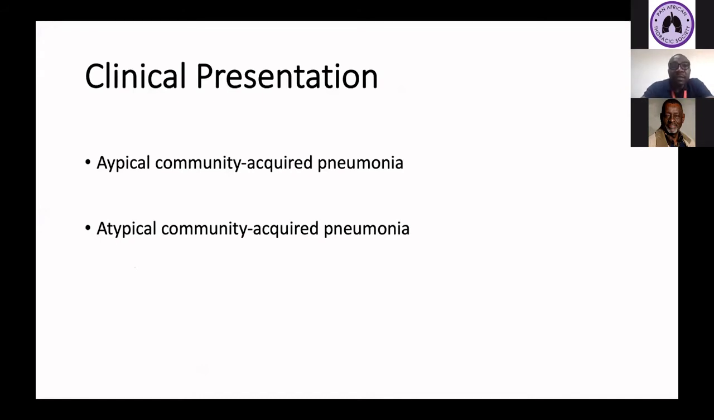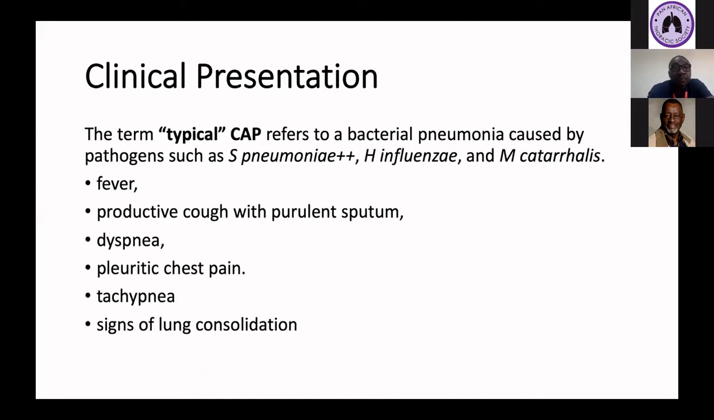Coming to the clinical presentation of pneumonia, we have two presentations, which are typical, and the second one, which is atypical presentation. The term typical presentation, typical CAP, refers to a bacterial pneumonia caused by pathogens such as Streptococcus pneumoniae, Haemophilus influenzae, or Moraxella catarrhalis. And they usually present with fever, cough with purulent sputum, dyspnea, pleuritic chest pain, and the signs are tachypnea. And when we examine the lungs of the patient, we may have signs of lung consolidation.